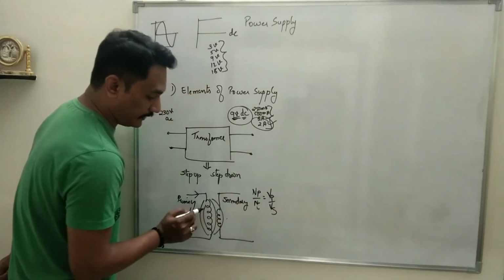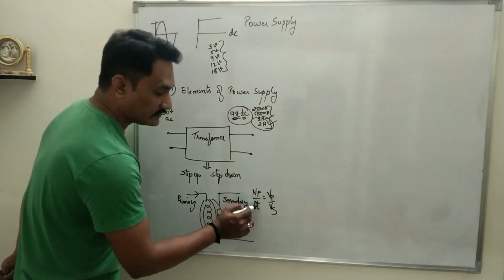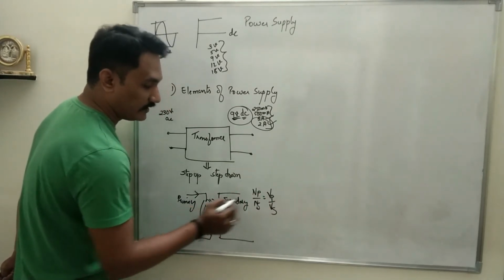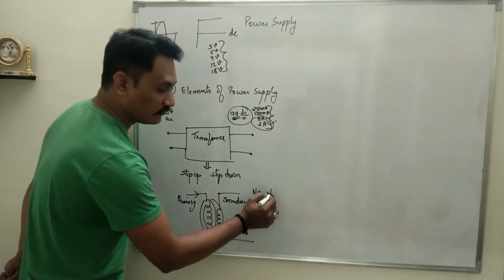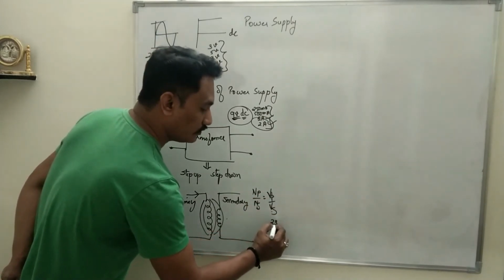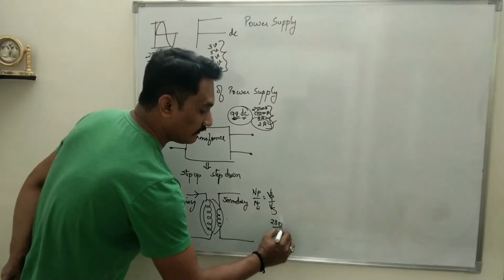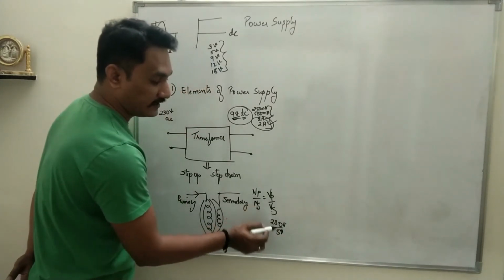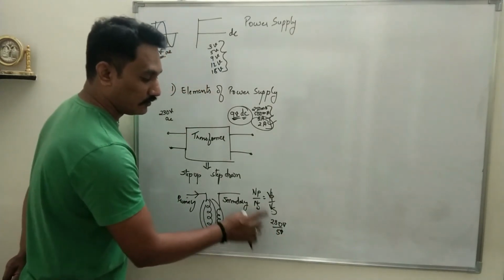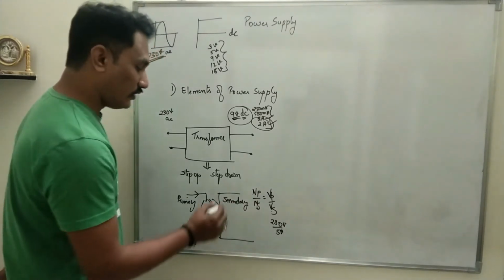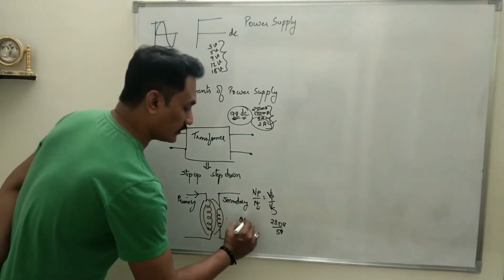Number of turns in primary upon number of turns in secondary equals voltage across primary upon voltage across secondary. So we know these two, like say 230 volt, and say the output voltage required is 5 volt. So at the secondary we need 5 volt. So we know the number of turns, and accordingly we can design the transformer. This is called an ordinary transformer.